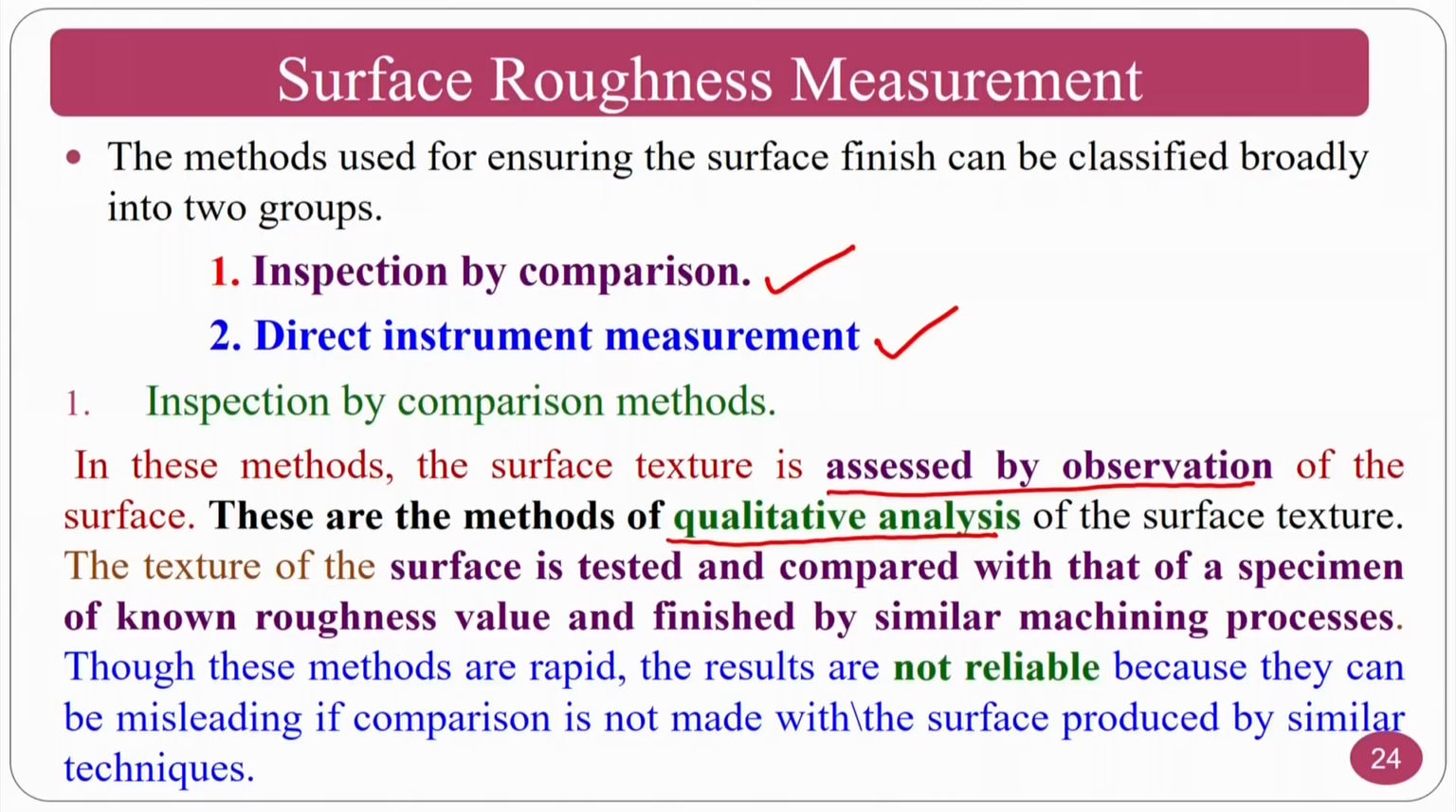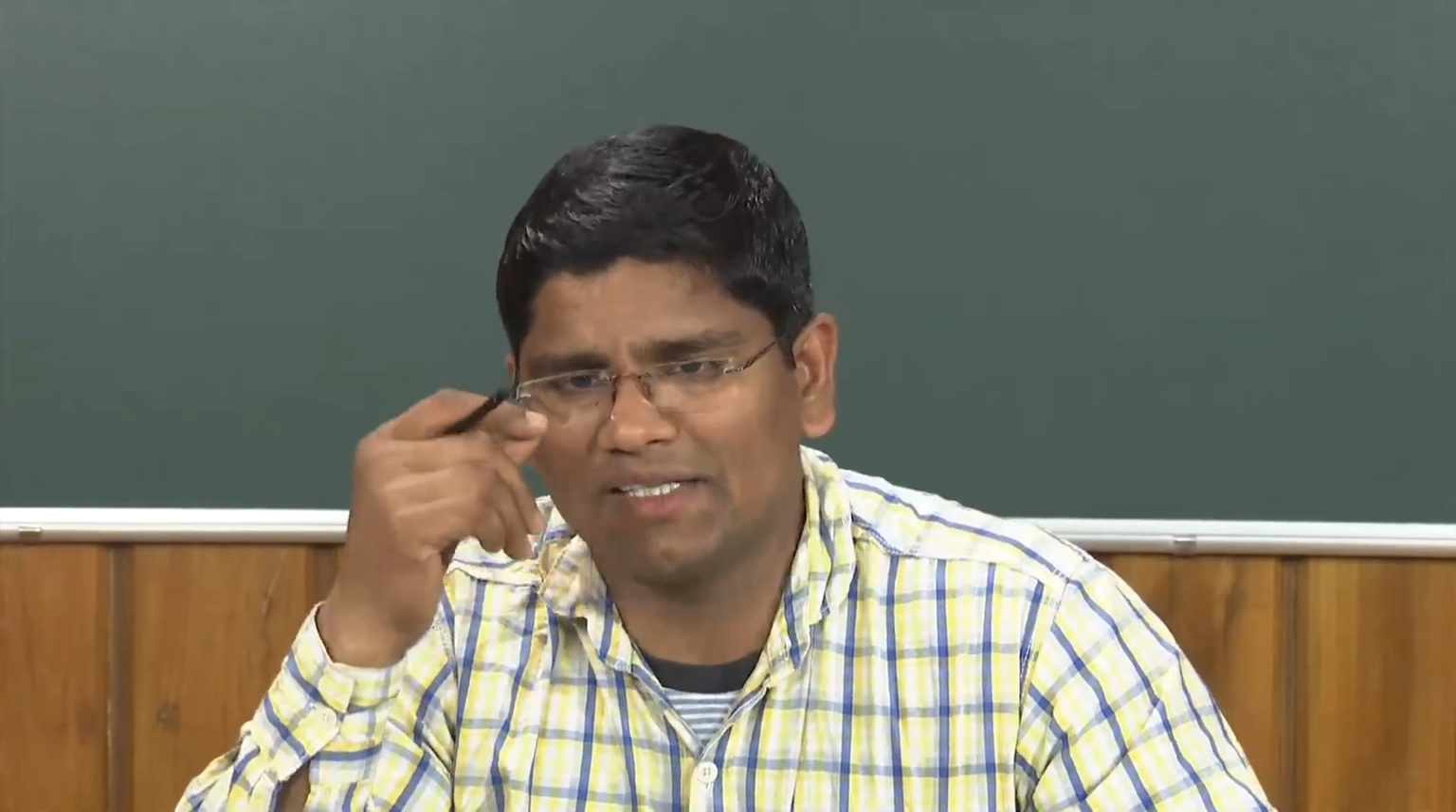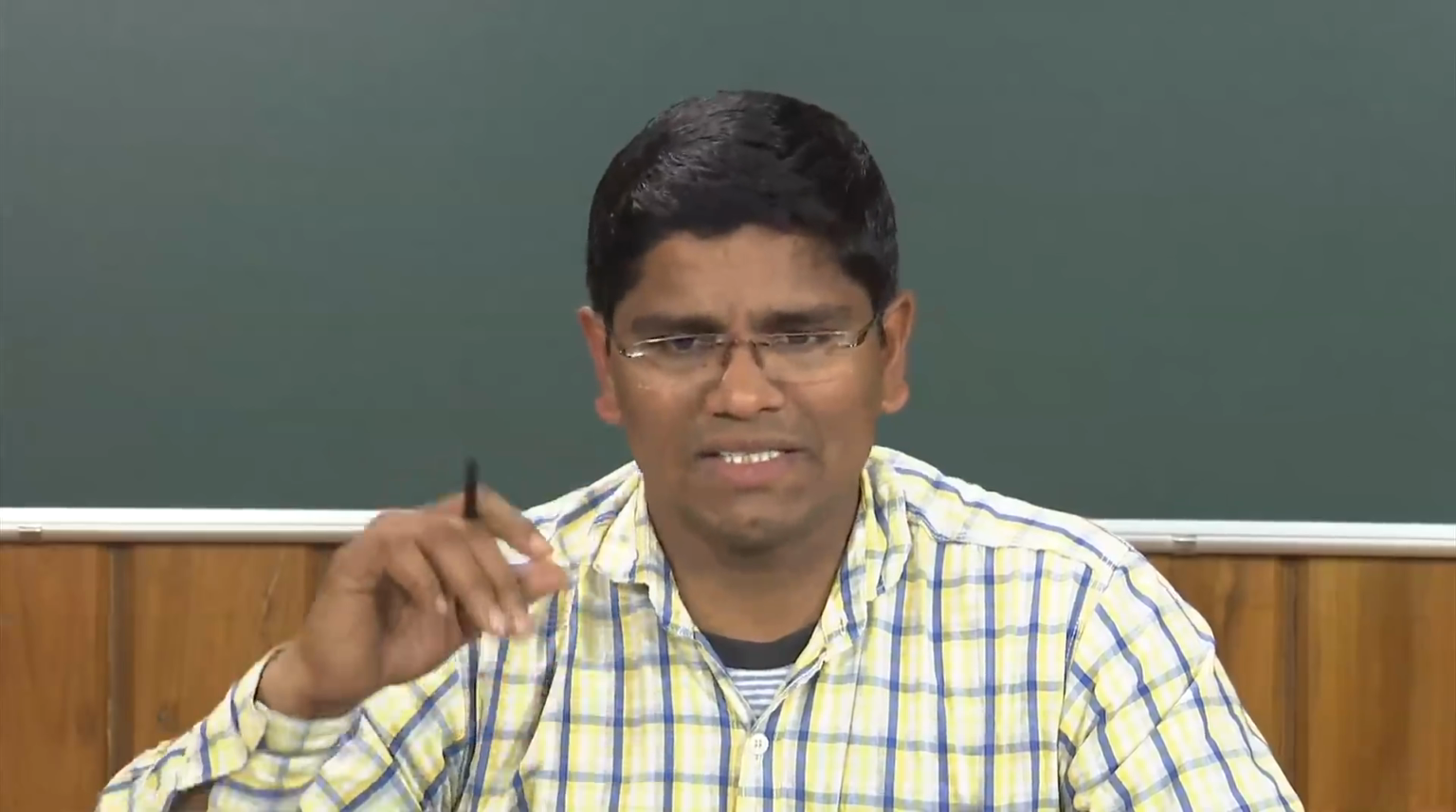The texture of the surface is tested and compared with respect to a specimen of known surface roughness value finished by a similar process. Normally it is tested with respect to a product that was already made by the same machining process. If it is a turning operation, you take a newly turned sample and say whether it is good or not with respect to a masterpiece made with the same input conditions of that machine. Then I can say whether it is good or not.